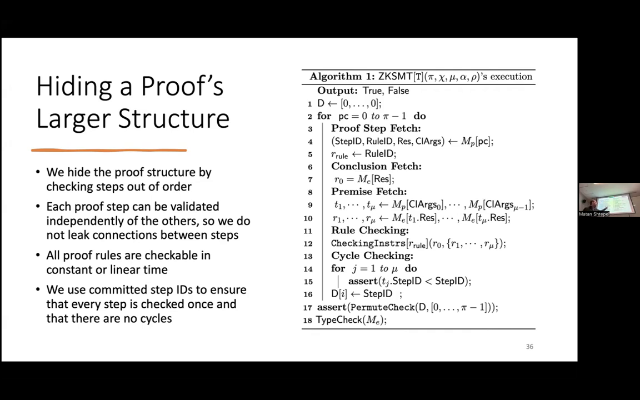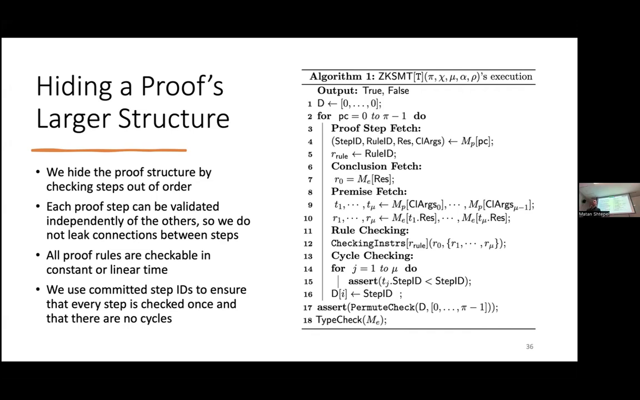The check for the absence of cycles appears on lines 14 and 15. Every step has a numerical ID, and if a step has premises, the IDs of those premises need to be strictly lower than the ID of the step itself. If that holds for every step, that's sufficient to confirm that there are no cycles.